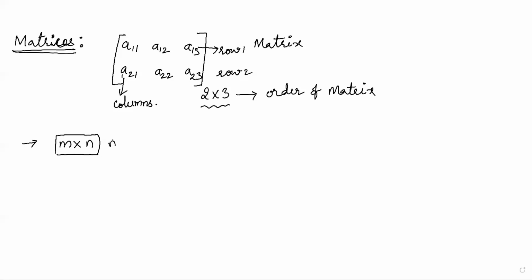An M by N matrix means M rows are there and N columns are there. So we write a general matrix of M by N. Here we write A11. That means first row, first column element. This is A12, first row, second column. This is very important to write. This is the first row and this is the second column.